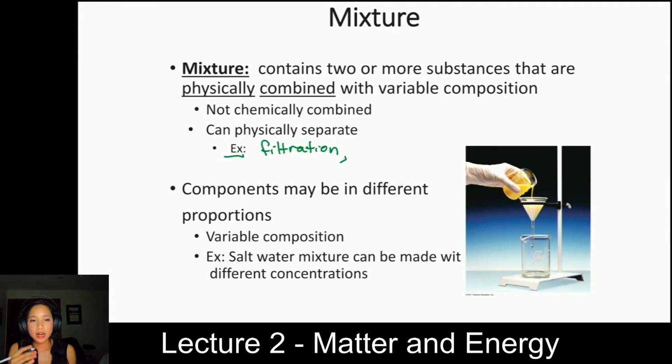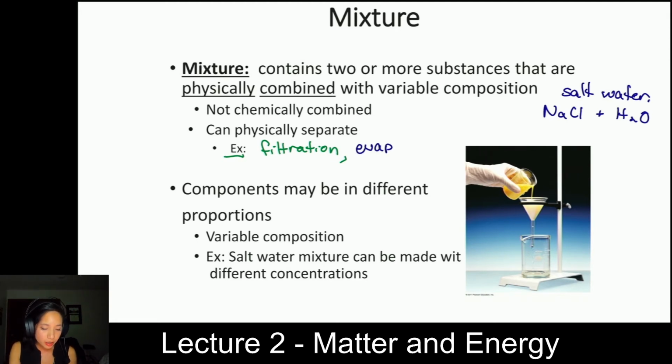So moving on to our next type of matter, which is a mixture. A mixture contains two or more substances that are physically combined and can have a variable composition. Our example earlier that I used was salt water. Salt water contains salt, or sodium chloride, and water, which is H2O. They are not chemically combined. We mix them together to make a mixture, and you can physically separate it. So some examples of physical separation techniques include filtration, evaporation, and distillation.